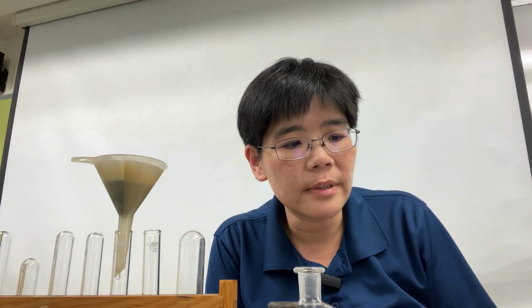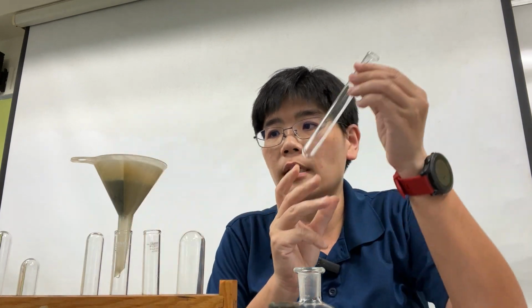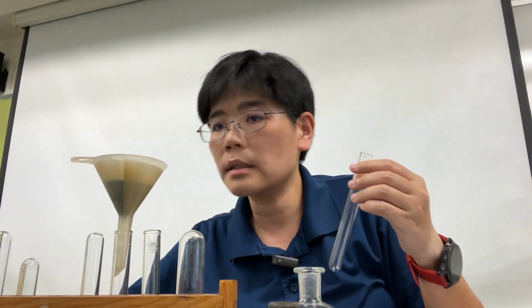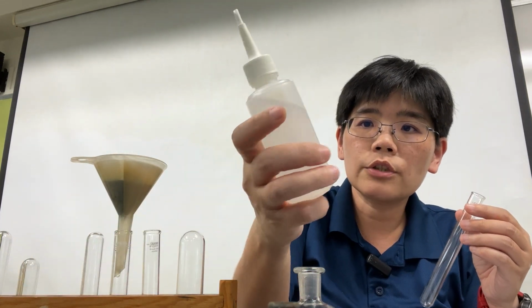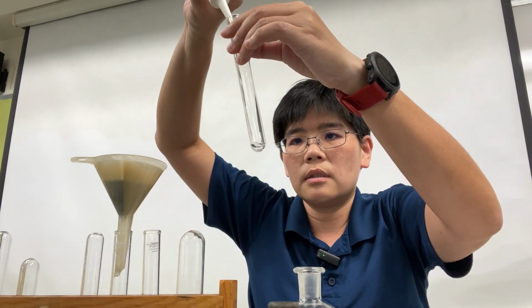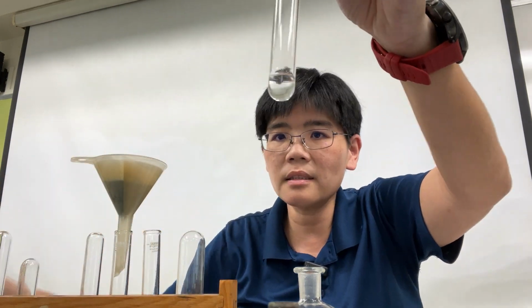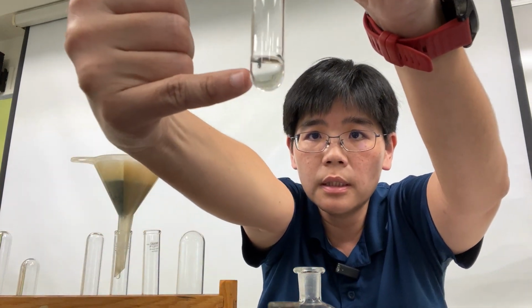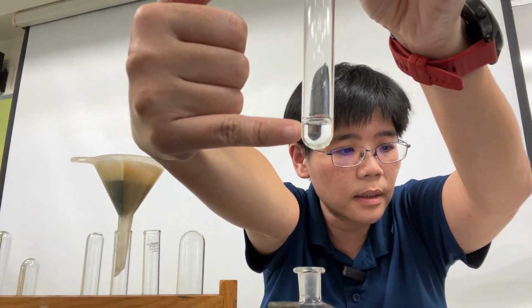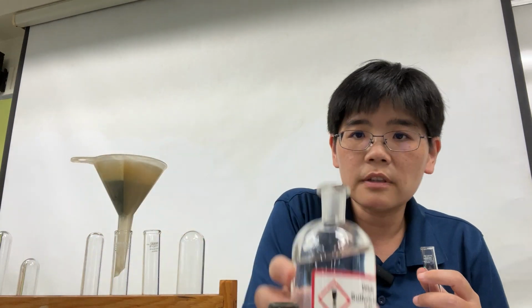Add 1 centimeter depth of solution X into a clean test tube. So I get a clean test tube, 1 centimeter depth of solution X. So 1 centimeter about like this. You can always use your little finger to estimate 1 centimeter depth. To this test tube, add about 1 centimeter depth of sulfuric acid. So I still have the sulfuric acid here. I need 1 centimeter.